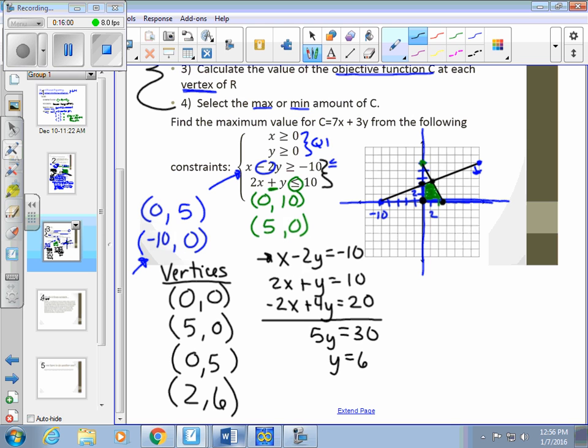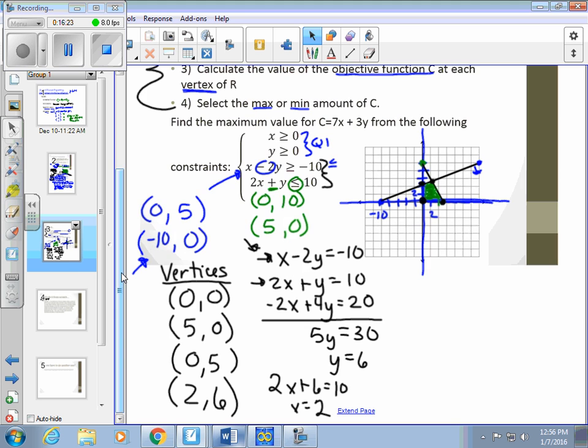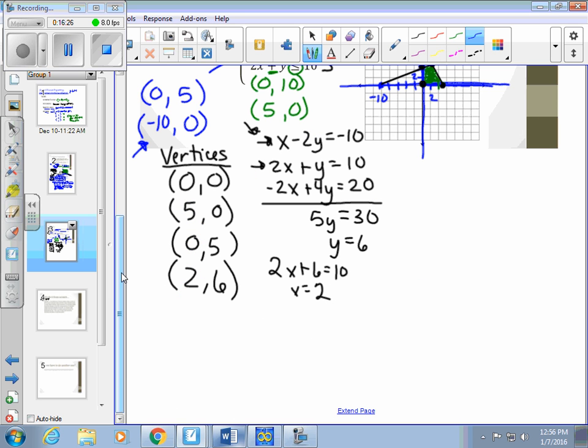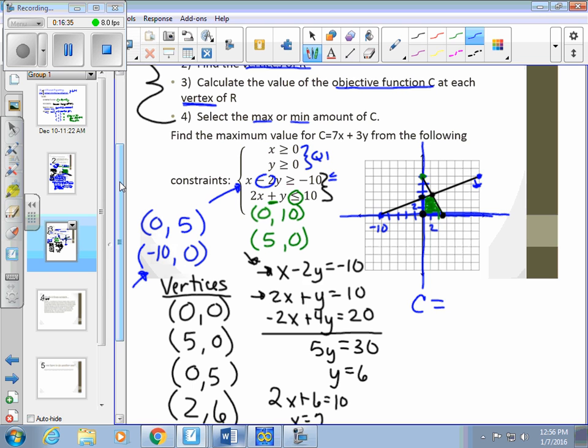Plugging that back in, I would plug it into this equation here. I would get 2x plus 6 equals 10. So we get that our x is 2. Okay. The more carefully you draw and pay attention to your scale, the less you're going to have to solve for the intersection points at that spot. Now, you're going to take your vertices and plug them into our C equation, our objective function. In this particular case, we're talking about 7x plus 3y.